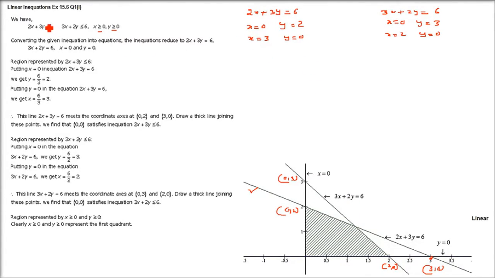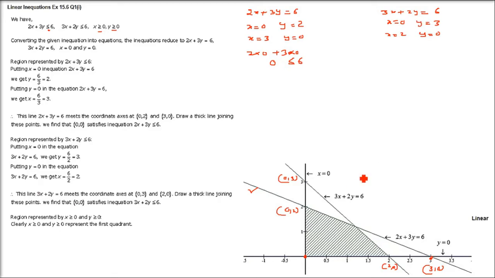above. So we'll put 0 and 0. The best is to put 0 and 0, the origin. So put x equal to 0 and y equal to 0. 2 into 0 plus 3 into 0, what is this? This is 0. And is 0 less than or equal to 6 or not? Yes, it is. So this 0, 0 origin is on the solution side of this line. So it is below this line which I am indicating. I am just trying to shade it.